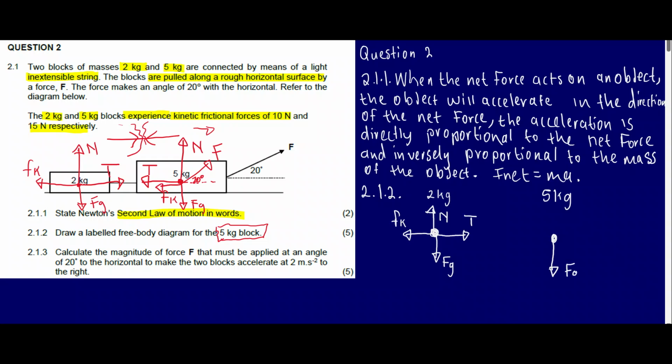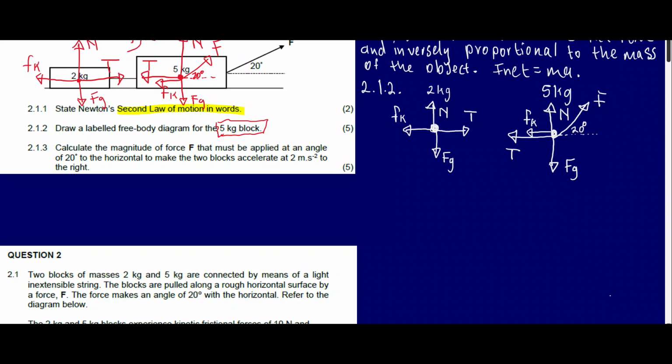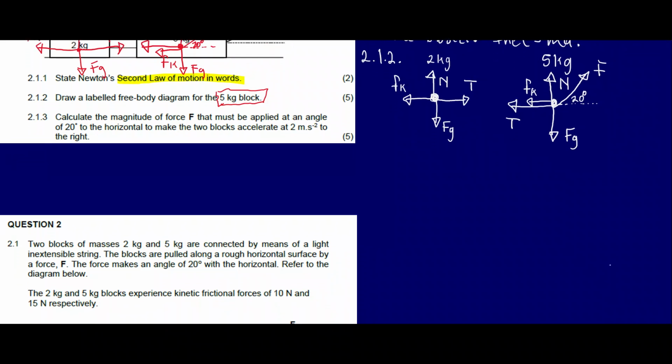With the 5 kg block, we have a gravitational force going down, and the normal force going up. And we have another force here, which is the tension force. And we obviously have the kinetic friction of that 5 kg block. Then we have a force applied at some angle with the horizontal, and it's force F. So it's applied at some angle, 20 degrees with the horizontal.